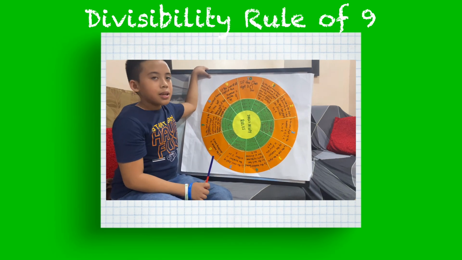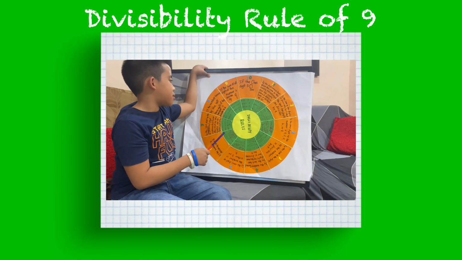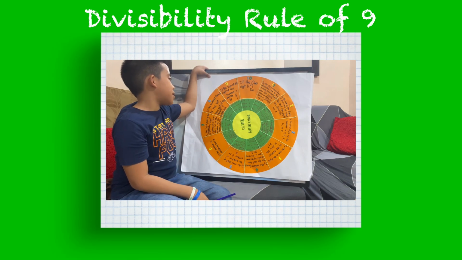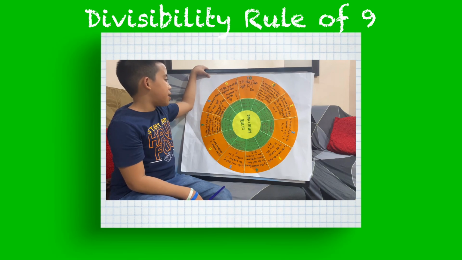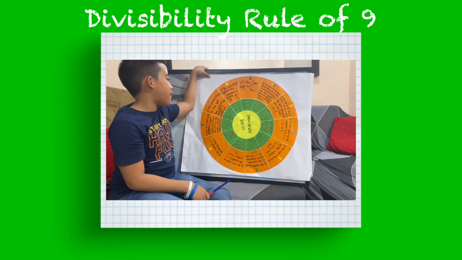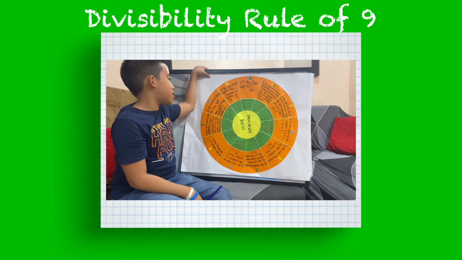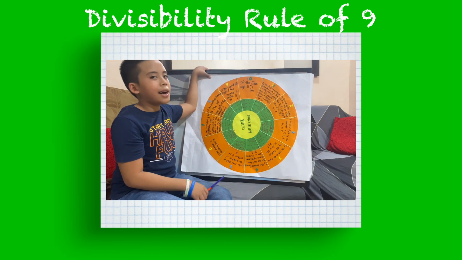The last example is 333. 3 plus 3 plus 3 equals 9. And 9 is divisible by 9. Therefore, 333 is divisible by 9.